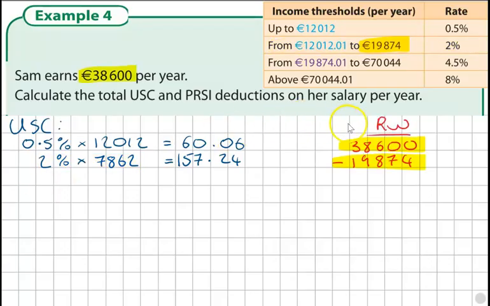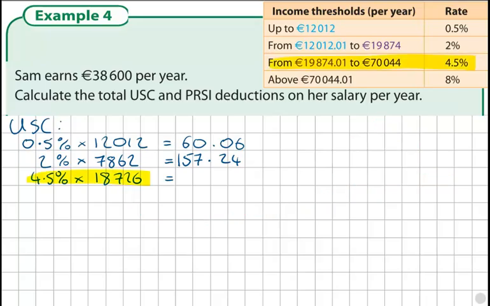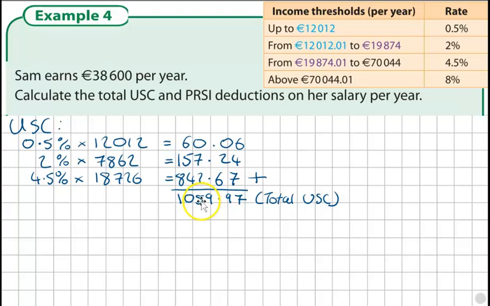So we subtract again. 38,600, which is what Sam earns, minus the 19,874 that's coming from the table, leaves us with 18,726. So now we get 4.5% of 18,726. So we multiply. Again, that 4.5% is coming from the table, which gives us €842.67. Adding these three totals, we get €1,059.97. So that's the total USC.